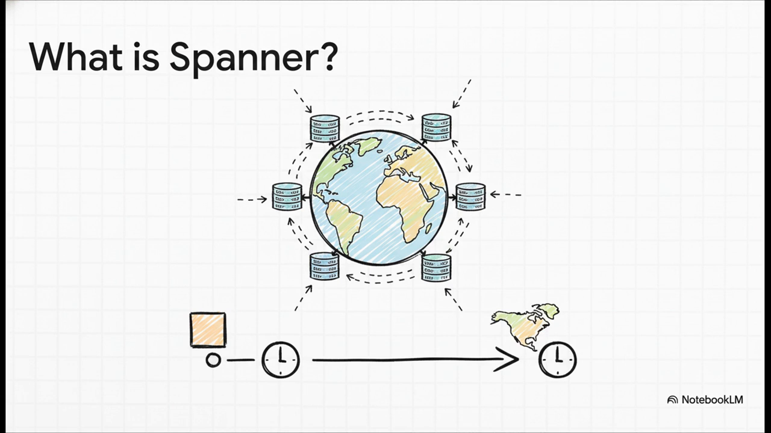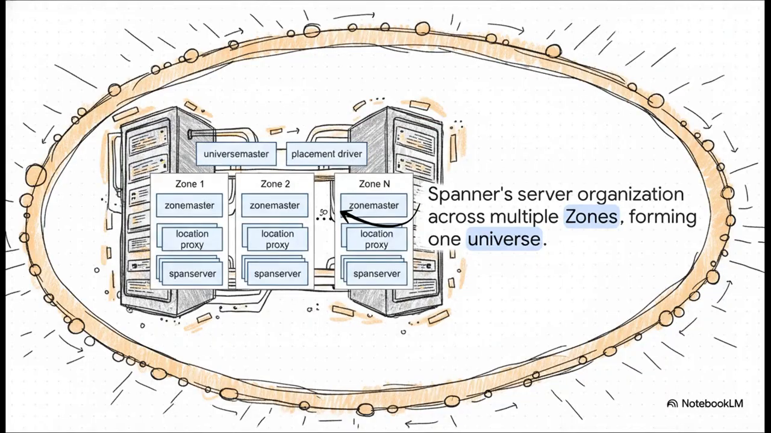But here's the real magic. It guarantees something called external consistency. Now that sounds super technical, but all it means is this. If transaction A finishes before transaction B even starts, the database will always see it that way. No exceptions. Sounds simple, right? But doing that across the whole planet, that's the holy grail of distributed systems. So how do they pull this off?